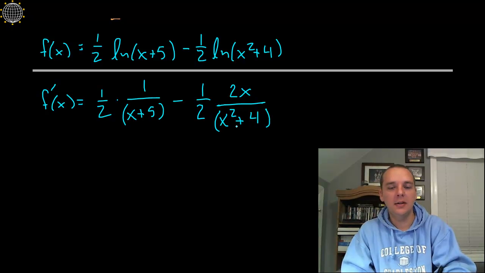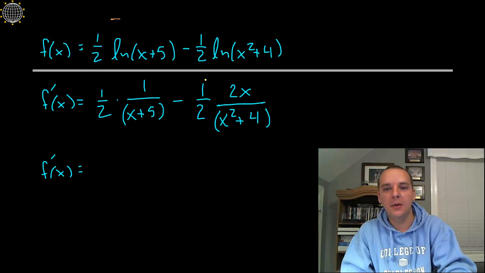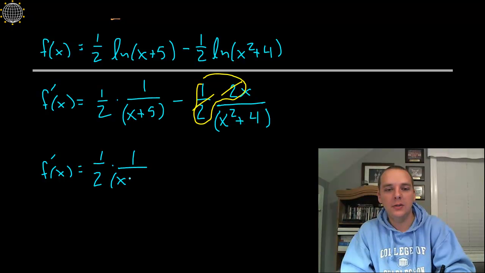And we're basically done. I see just a little bit I think I could do just to clean that up in terms of one last thing. We see right here we have a 2 and a 1/2. I think those could cancel away. But that's pretty minor there. So 1/2 times (1 over x plus 5 minus x over x squared plus 4).